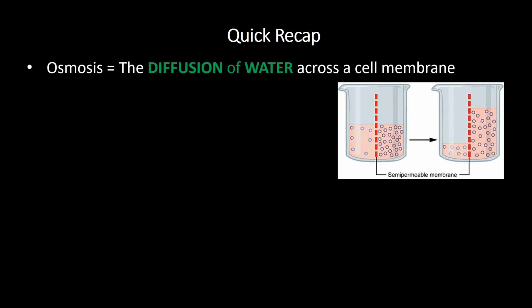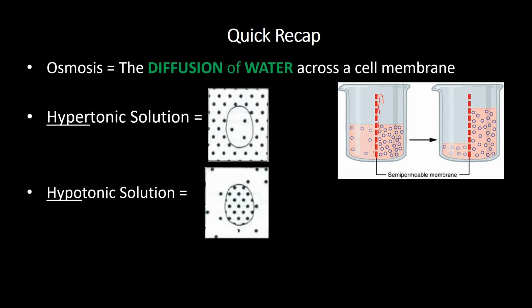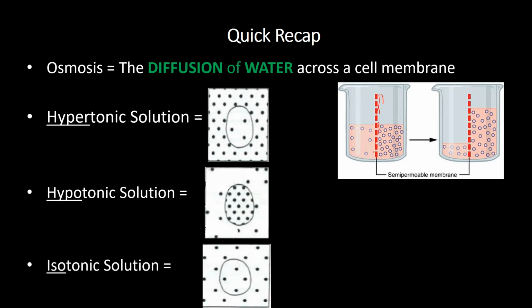Next, we talked about osmosis. It's diffusion of water across the cell membrane. We talked about a hypertonic solution, where there's more solutes or more salt outside of a cell. Hypotonic is when there's less solutes outside of a cell. And lastly, an isotonic solution is where there's an equal amount of solutes or salt outside of a cell.